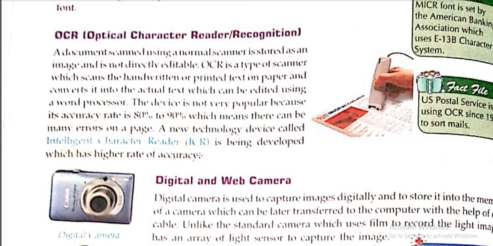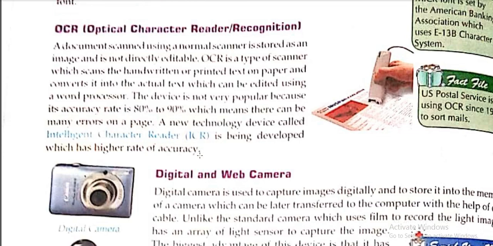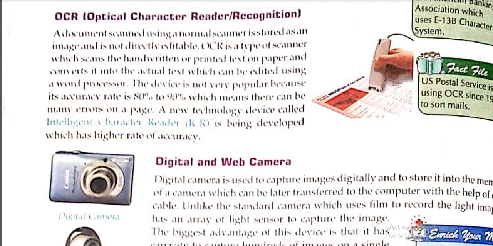So we know that this device will not give the result 100%. Its accuracy is 80% to 90%, because it might be that some text has changed its shapes. Those shapes will not be understood by the optical character reader very effectively. In those conditions, some errors will be there. Error means this device will read some things wrong. That's why it is written that its accuracy is 80% to 90%.